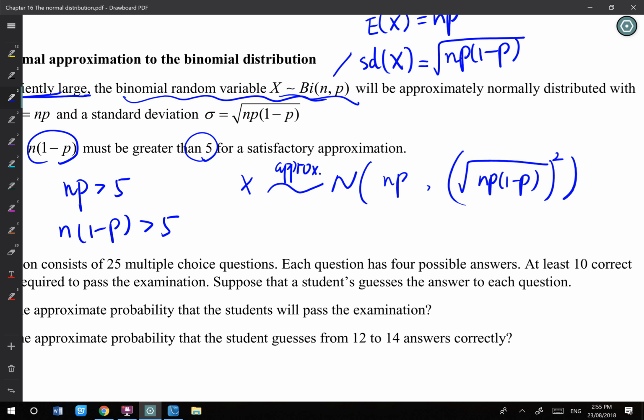So all I talk about here is that a binomial can be treated as a normal with the same mu as before and the same standard deviation as before. It will center at the same place and with the same size of spread.